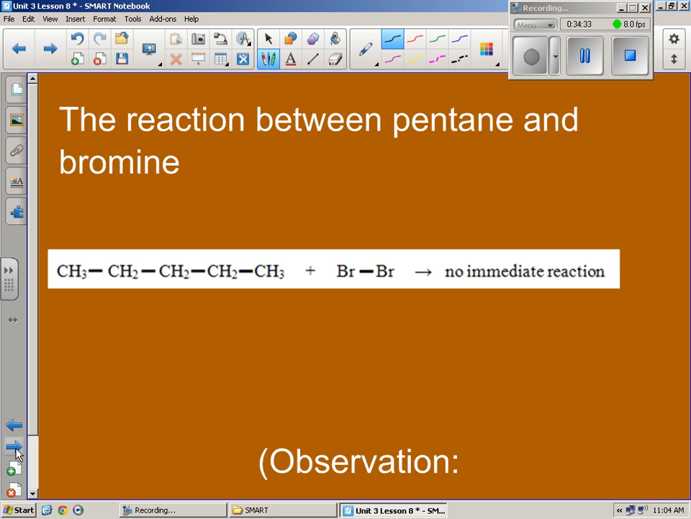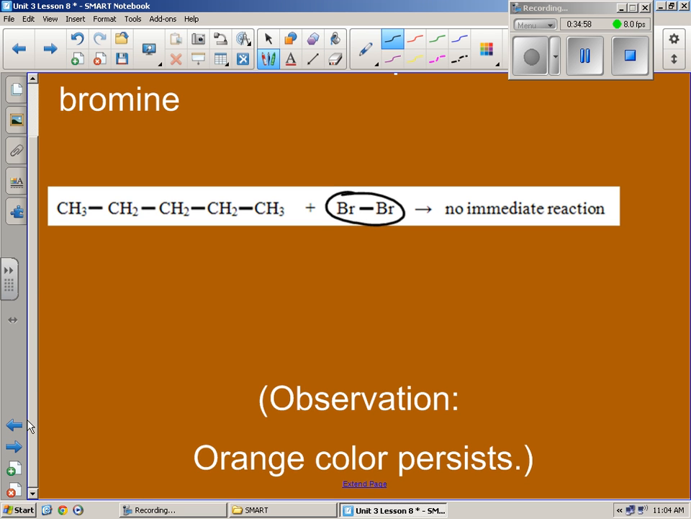So there's no double bond, so therefore there's no addition in this case. In fact, we're going to talk about this tomorrow, because that's the only other day we have of reactions. We'll talk about what would happen here. But there's no place for the Br to quickly add into this. This bond is going to stay together, so it's going to stay as an orange color. The orange color is going to persist or stick around, basically.